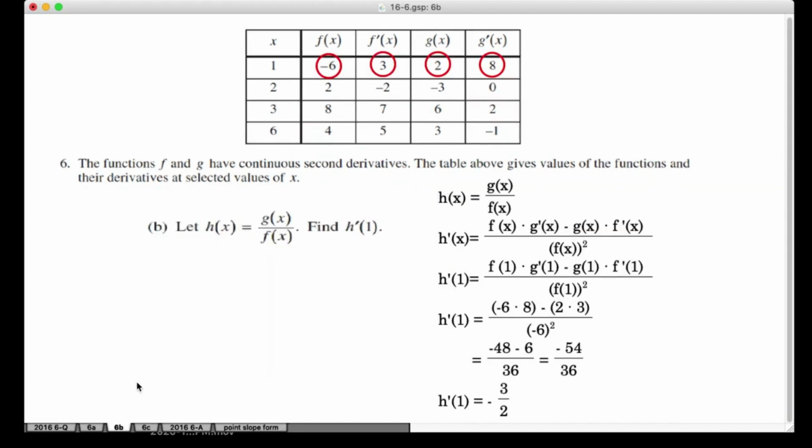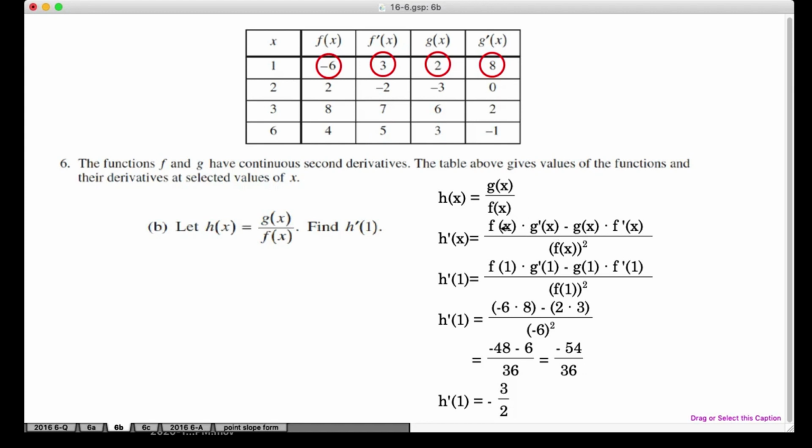Okay, the next part of this question is they're checking to see if you know another rule. In this case, we want to know what h prime of 1 is, so we want to take the derivative of h, so we got to take the derivative of this, which is the quotient rule. So you need to know the quotient rule. Now the way I do the quotient rule, so h of x is equal to g of x over f of x. The way I do it, because a lot of people make mistakes.